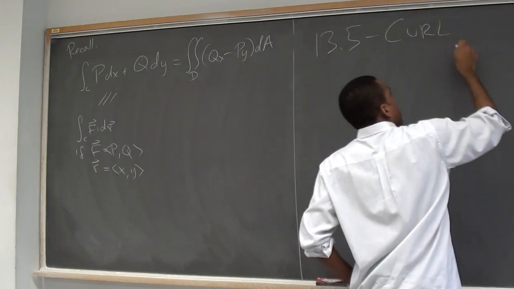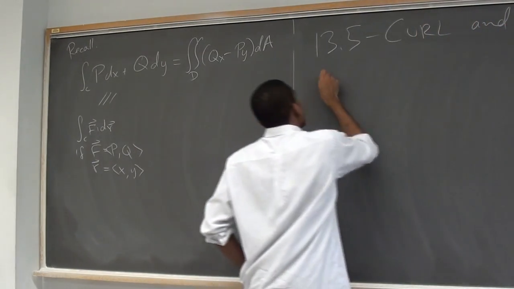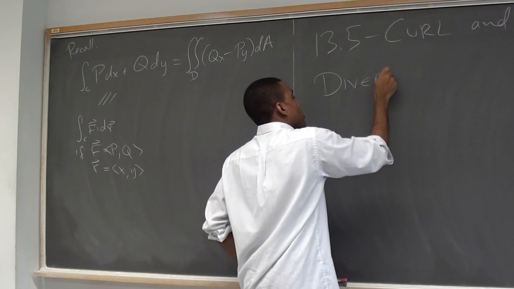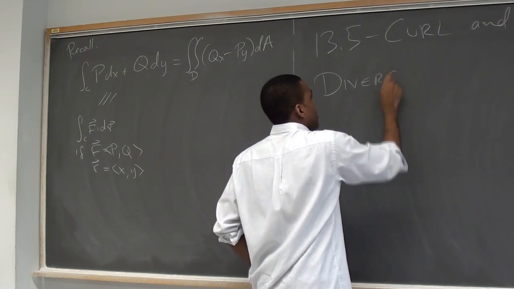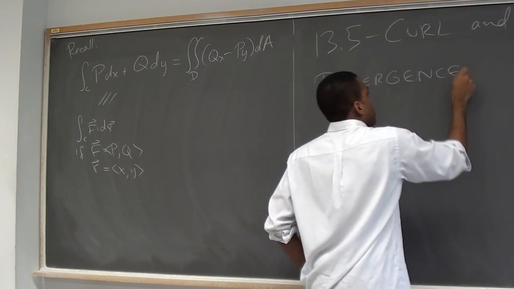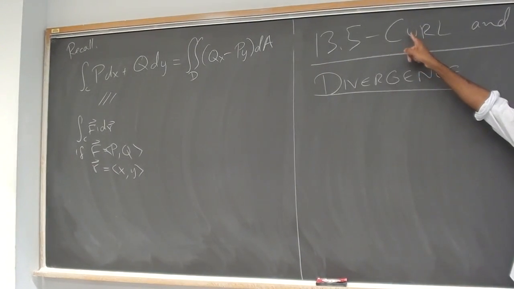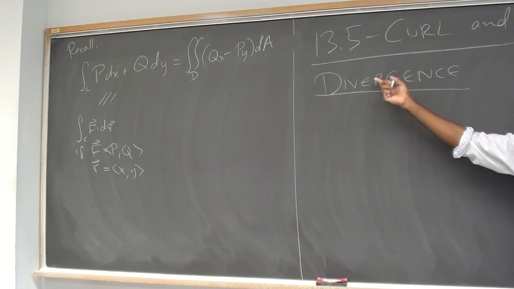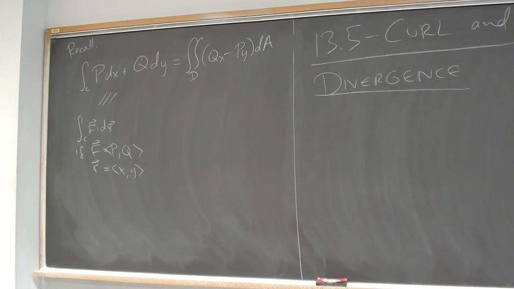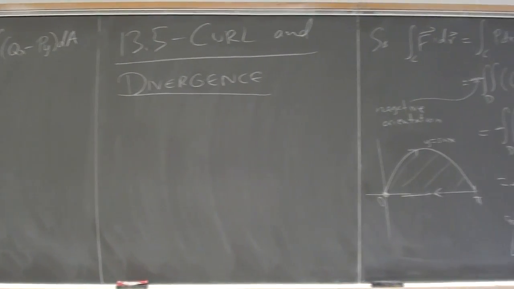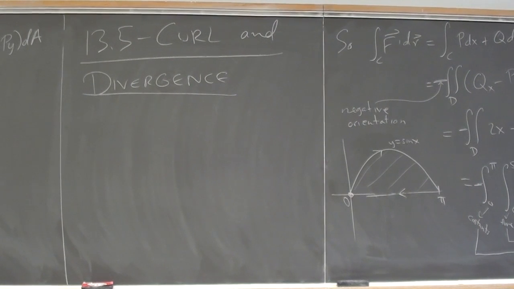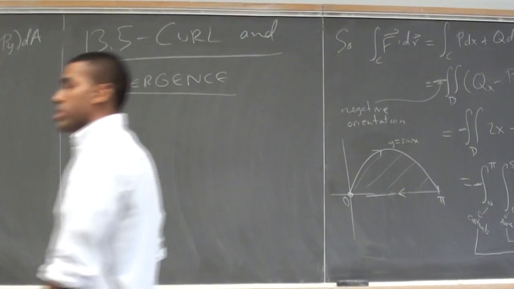We're going to need to know about the curl and divergence. Stokes' theorem is going to use what we call the curl. The Divergence theorem is going to use what we call divergence. So let's begin. First, we're going to introduce a convention, the del operator, and we're going to use it to define these operations on vector fields.